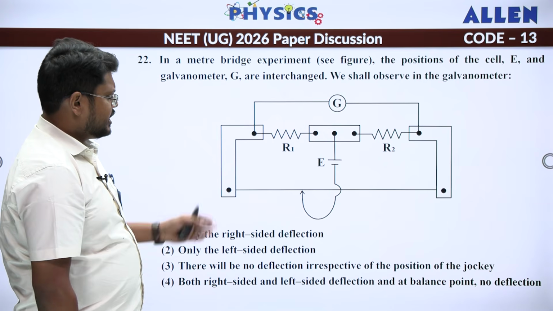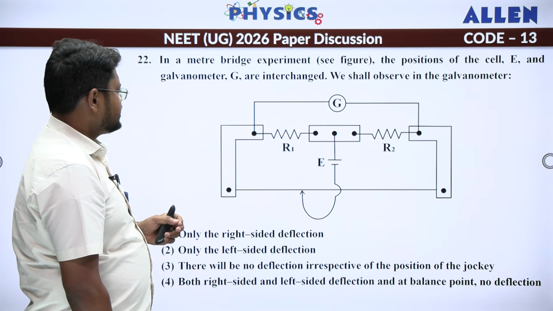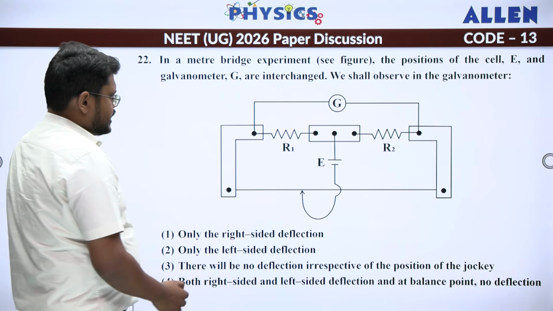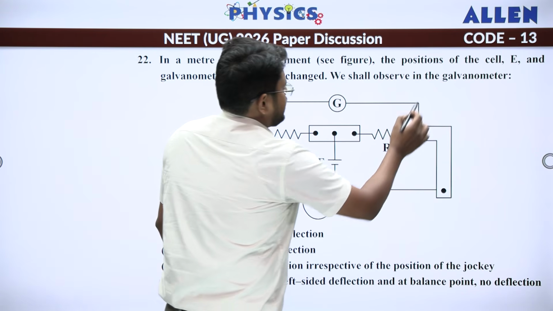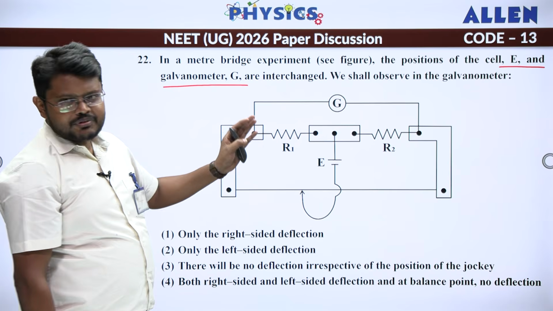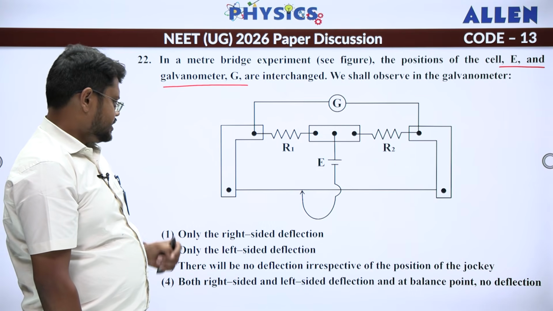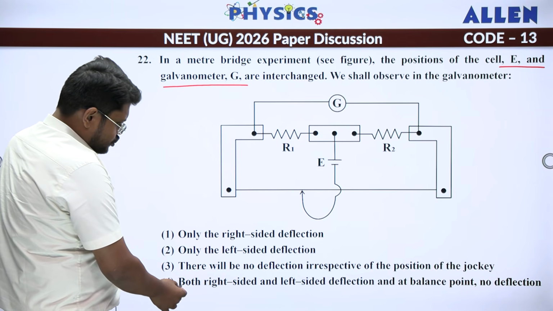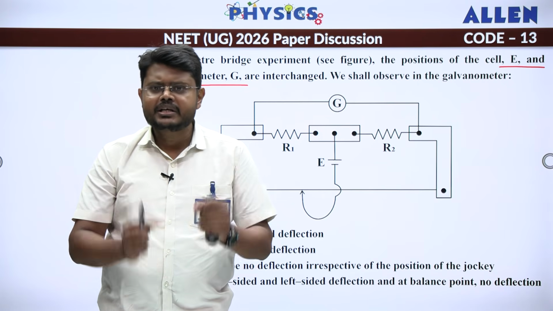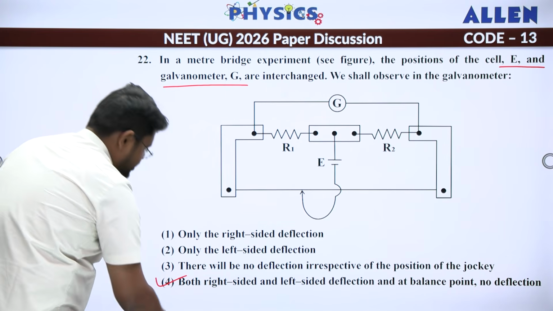Question number 22, again this is based on the meter bridge. So this question is from experimental physics. We have to answer the correct options, right? As we go through the options, in this question they are saying that positions of cell E and galvanometer G are interchanged. A similar type of question was asked before also, but in that question the answer was different. They have slightly changed the options here. So if you go through the options, read the fourth option: both right sided and left sided deflection and at balance point. So wherever there is a balance point, that is called null deflection. So for this the correct answer is the fourth option.